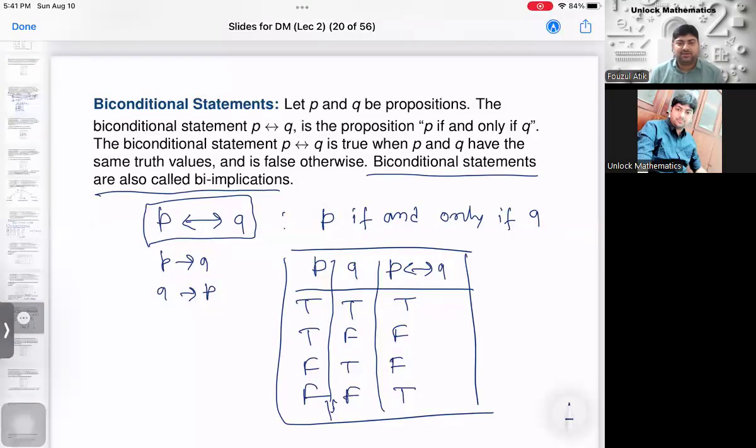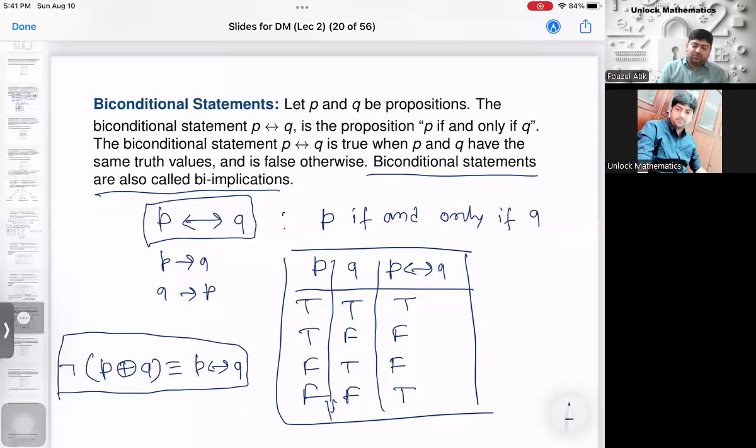Clear? Now, if you understand this truth table, I am giving you another homework. Just show that the negation of P exclusive or Q is equivalent to P if and only if Q. Can you prove that now? Because you know what is meant by equivalent. So just take this as homework and prove that. You know the negation, what is exclusive or, and what is if and only if. Right? Take this as homework, just finish it. You can easily see that proof.